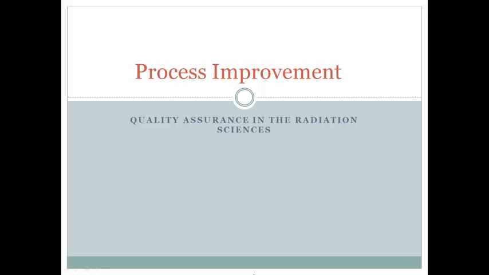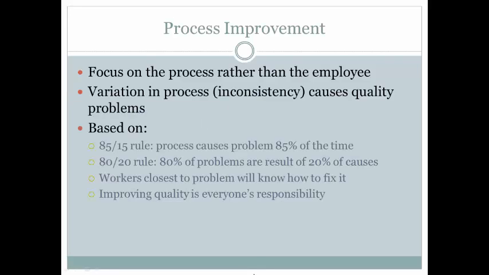Today's quality assurance lecture is on process improvement. Process improvement is used in healthcare to improve areas where your customer satisfaction is not where you want it to be. There are some key things to keep in mind when focusing on process improvement. One is that it's important that you focus on the process rather than the employee. The variations in the process, the inconsistencies, are usually what are causing the quality control problems.